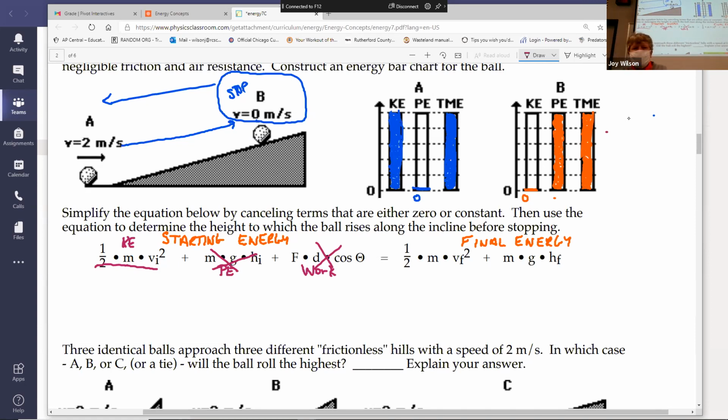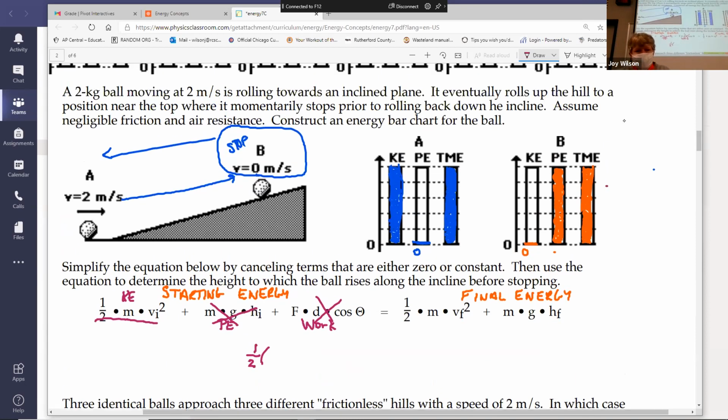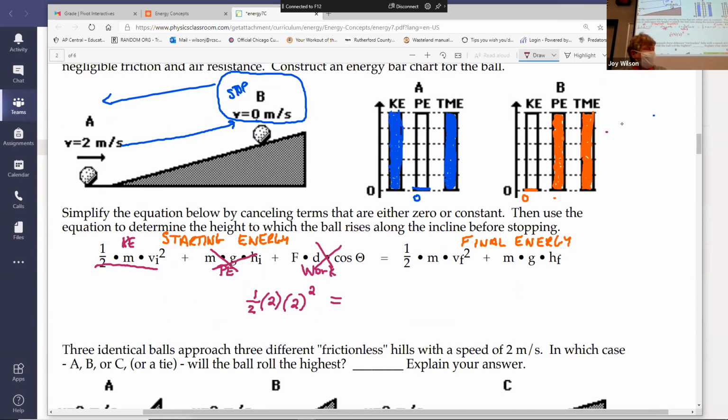So now what we're going to have on this equation is 1/2. What's our mass? 2. And our velocity was also 2. So that gets the left side for us. Now what do we have at the end? What's our final energy? All potential, so we mark out the kinetic, there's no kinetic. We're finding the height.